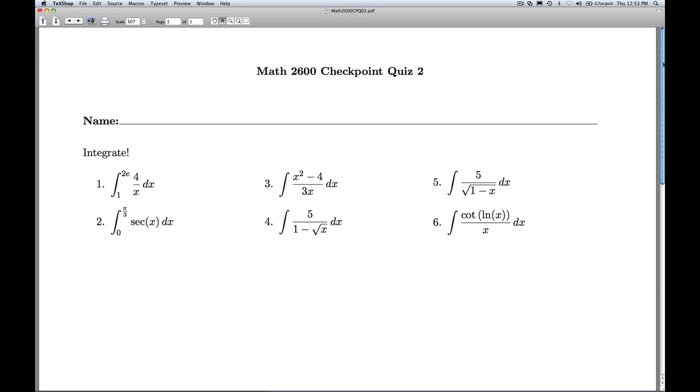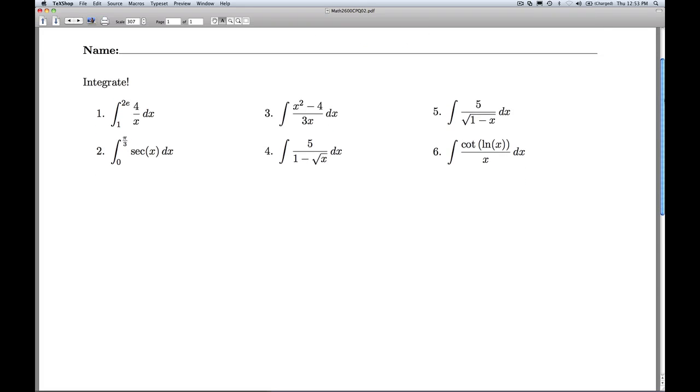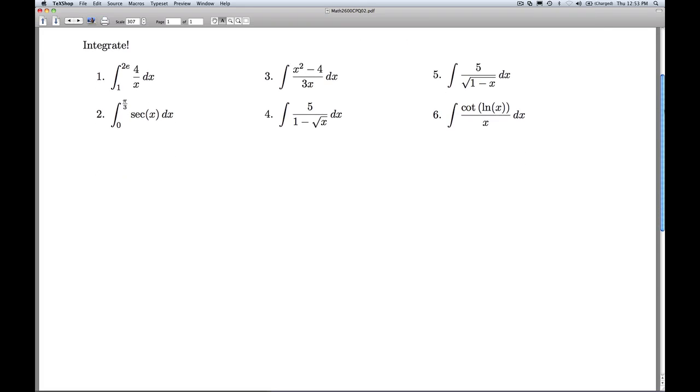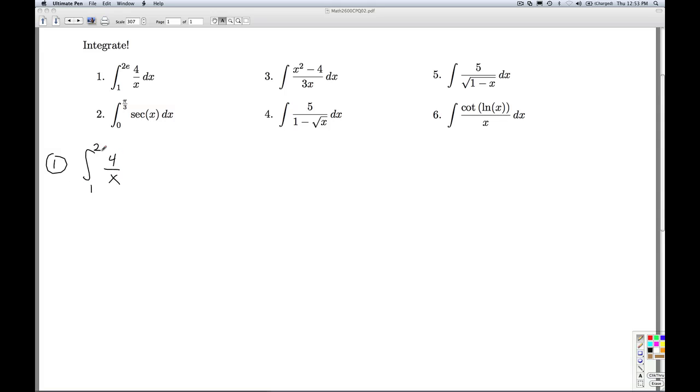Hi folks, this is Calc 2, Checkpoint Quiz 2. We're given half a dozen integrals to work on today. So let's get going. Number 1, we're asked to integrate 4 over x from x equals 1 to x equals 2e.